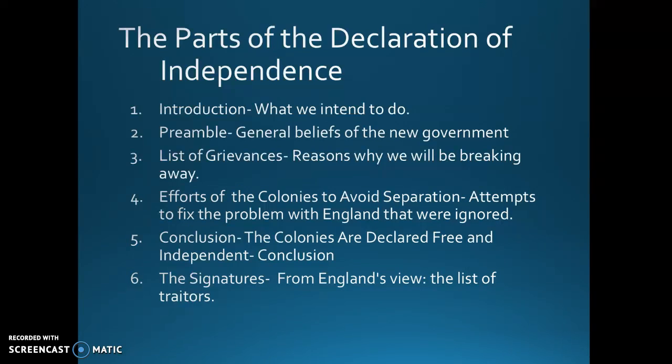Now, there are 6 parts to this declaration, and you'll hear historians talk about different parts. I like to break it up into 6 parts because I think the signature part is really important as well. So here we go. The first part is the introduction, and basically it states to England what it is we intend to do. The second part is called the preamble, and you'll see some famous words from that.